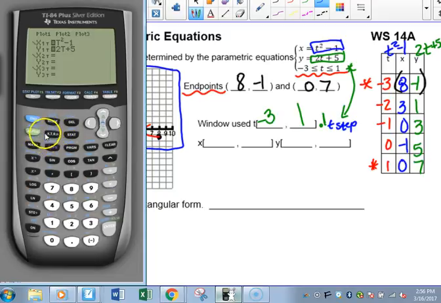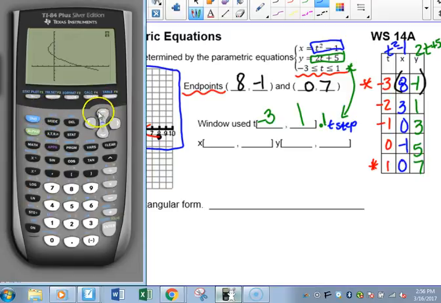This key right here that had x, t, theta, and n works depending on what mode you're in. In function mode, it gives you an x. In parametric mode, it gives you a t. So that's the key we're using. All right, graph. Does that look like ours?